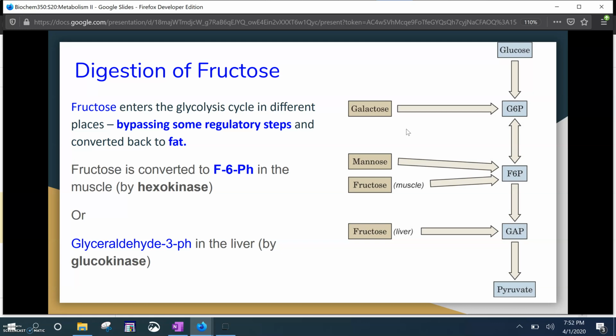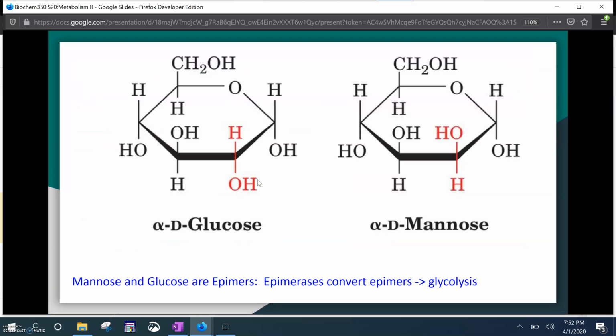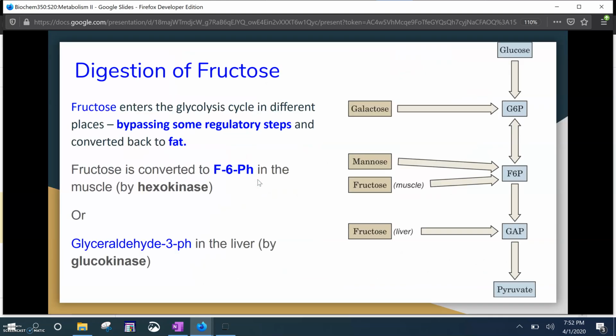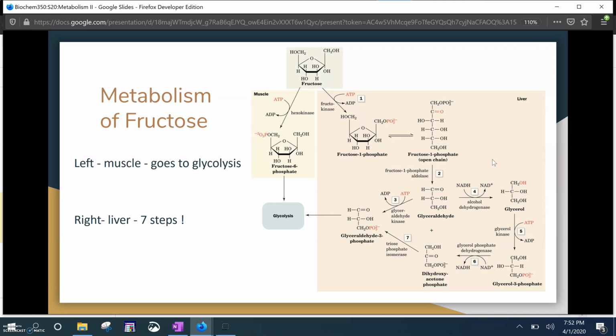converted back to fat. So fructose is converted into fructose 6-phosphate in the muscle by hexokinase, and it feeds in over here as glucose 6-phosphate, or it's turned into glyceraldehyde 3-phosphate in the liver. But either way, you're down here. You've passed the regulatory step. So fructose feeds into glycolysis by 7 steps.